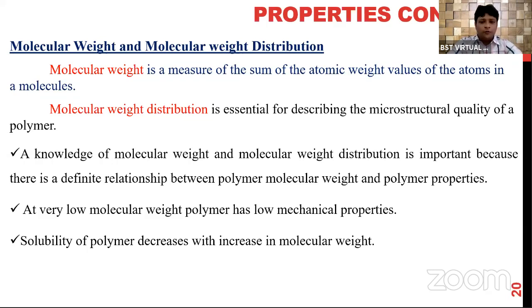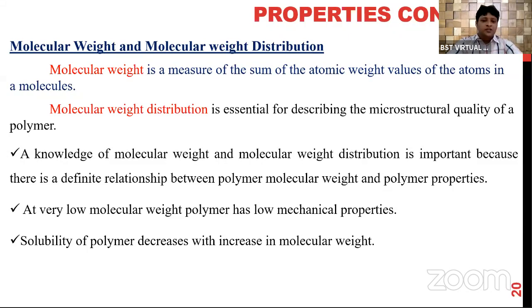The polymer properties depend on how many atoms are there in a molecule, and what is the sum of the total weight. Next, about the molecular weight distribution. Molecular weight distribution is mainly essential for describing the microstructural quality of a polymer. That means how this molecular weight is distributed depending on the type of functional group, the type of atoms available in the particular molecule, how many atoms are there in it, and its distribution.